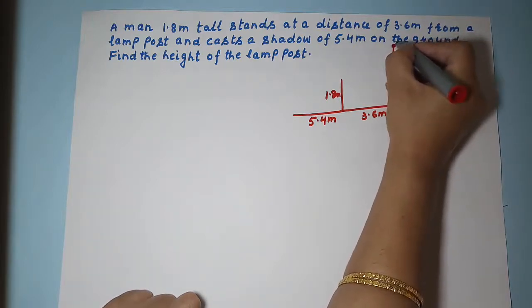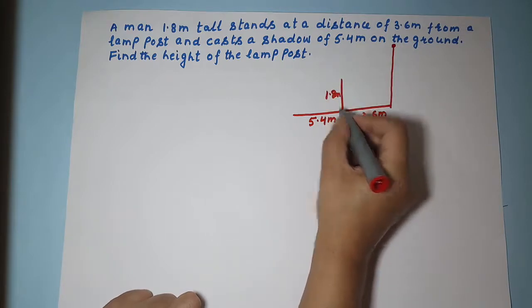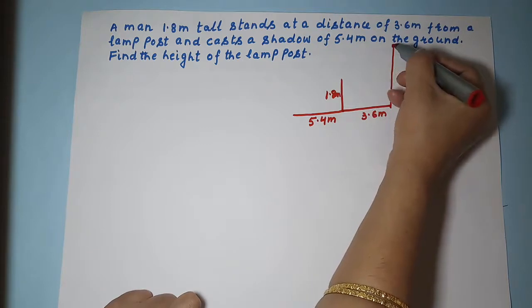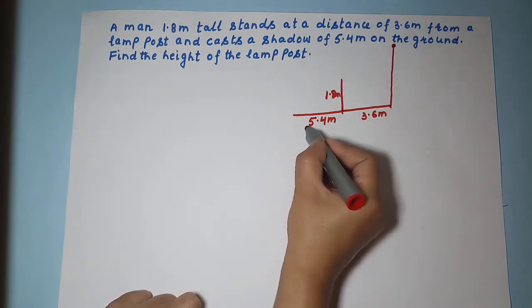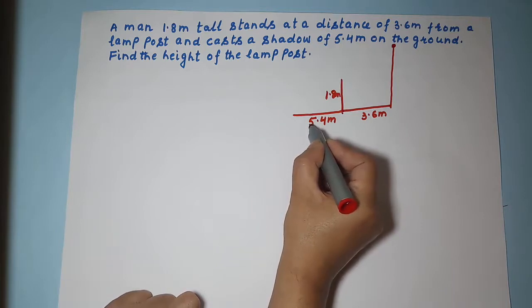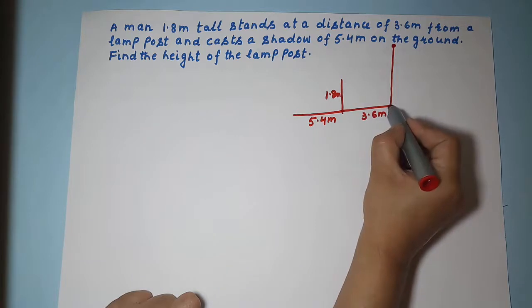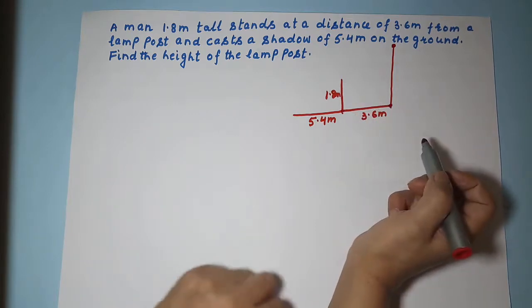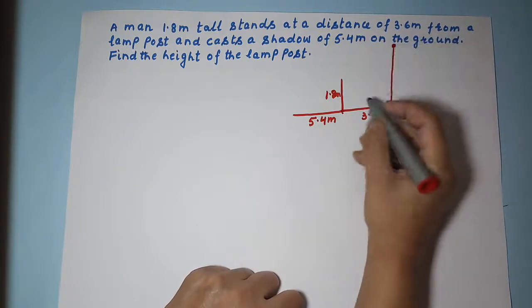Here we have a lamp. Here we have a man whose height is 1.8 meter. Because of this lamp, there is a shadow falling on this side of the ground, which is 5.4 meter. And the man is standing away from this lamp post. What is that distance? 3.6 meters. Now he wants us to calculate the height of the lamp post.